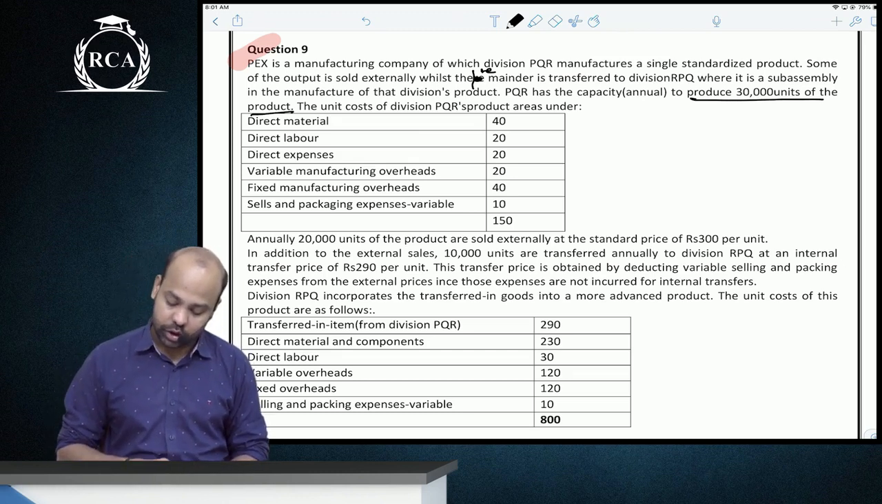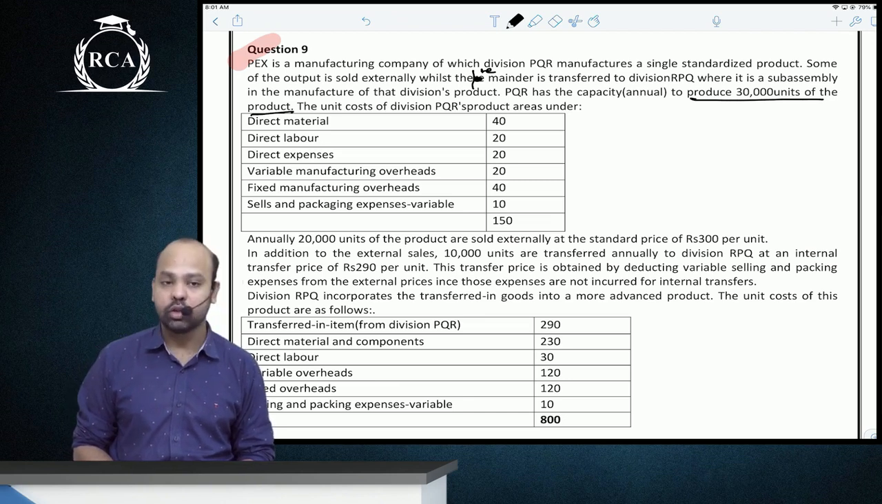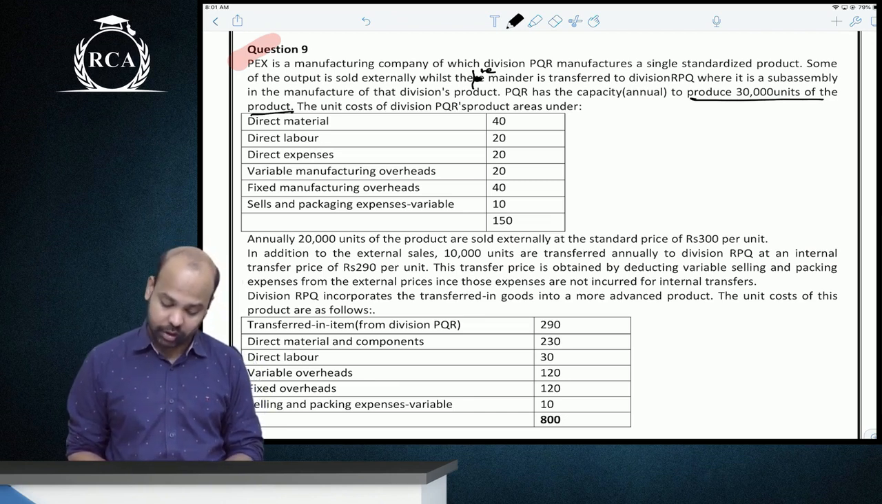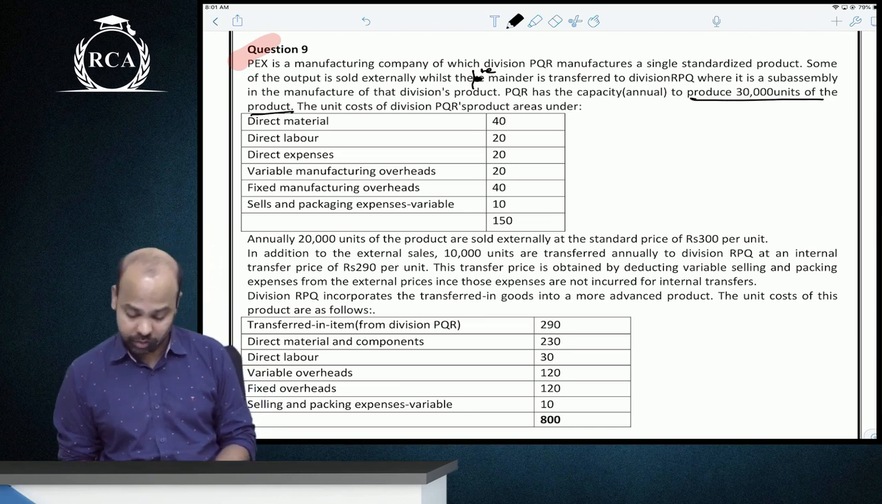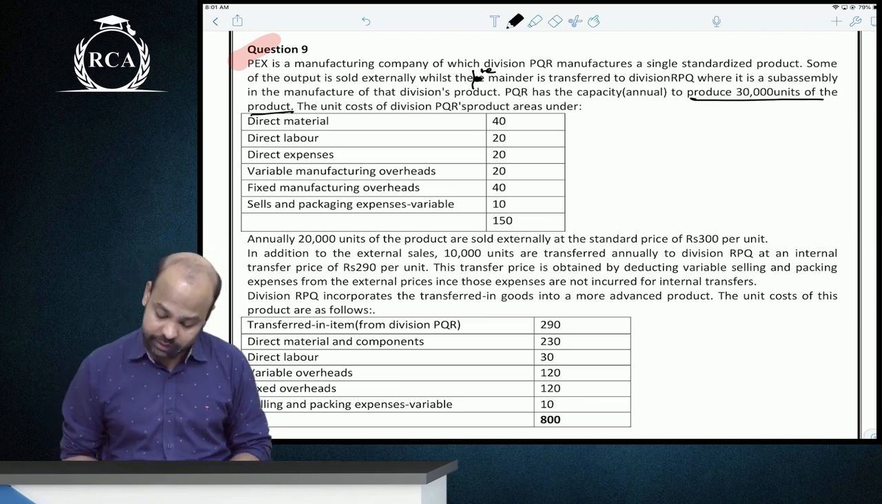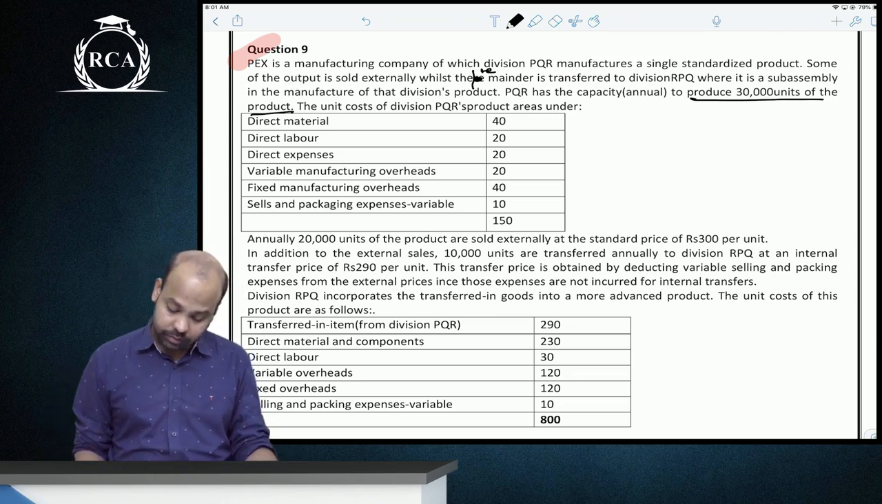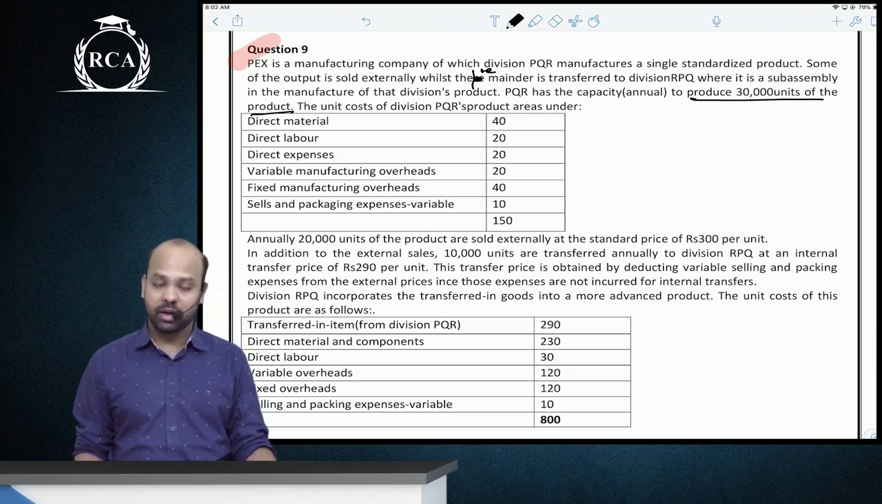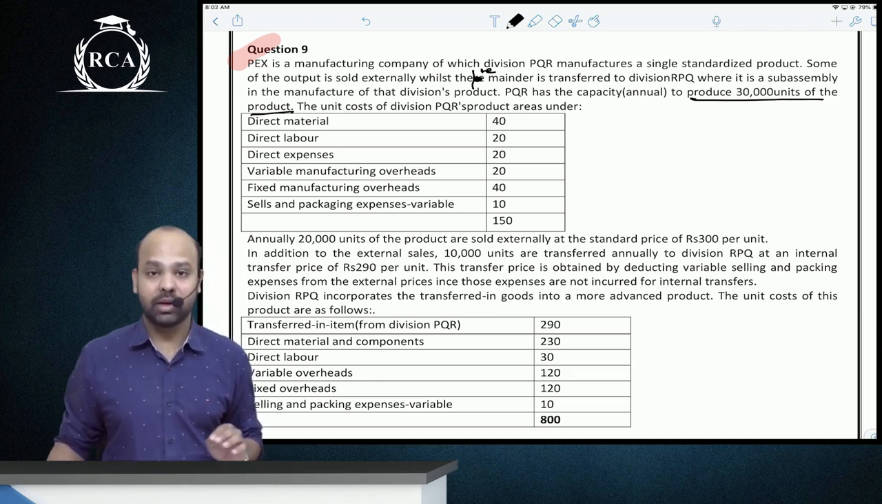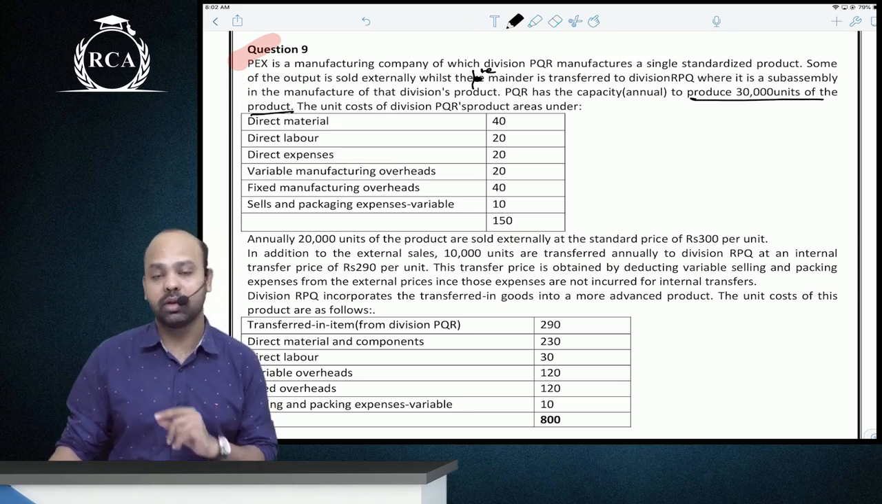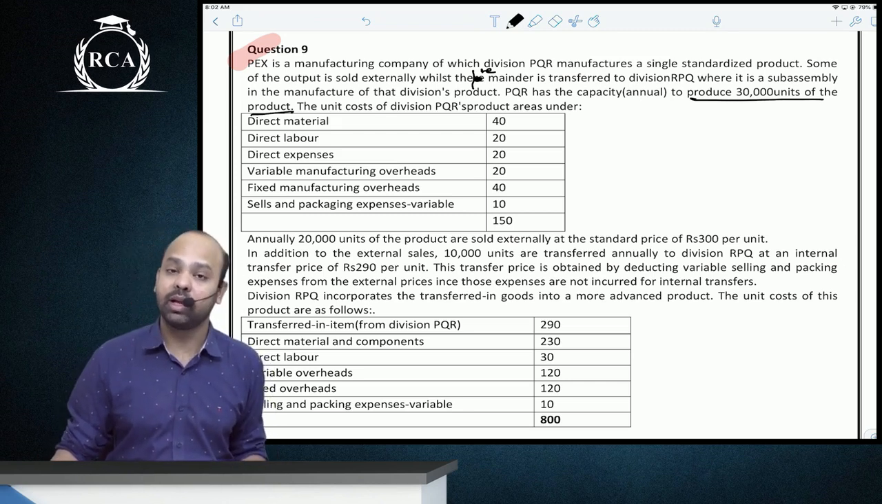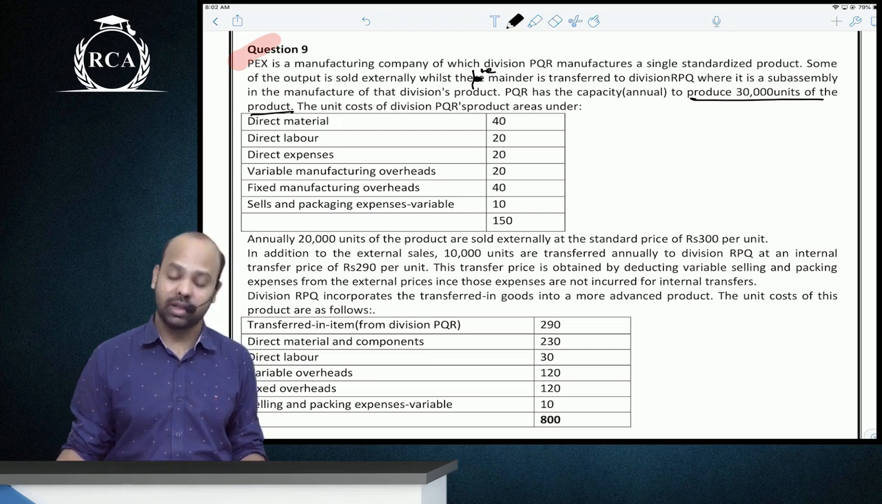Annually, 20,000 units of the products are sold externally at a price of 300 rupees per unit. In addition to external sales, 10,000 units are transferred annually to division RPQ at a price of 290 rupees per unit. This transfer price is obtained by deducting variable selling and packing expenses from the external price, as those expenses are not incurred for internal transfers. Just like the previous one, but here capacity is restricted to 30,000 units. We have external sales of 20,000 units, and then there are internal transfers of 10,000 units.